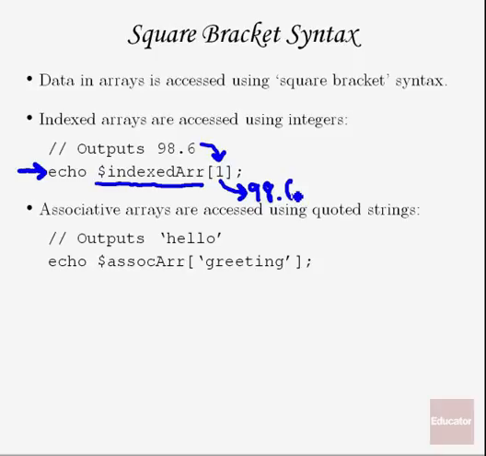Now, associative arrays use a similar syntax. You access elements by giving the name of the variable, followed by a pair of open and closing square brackets, and then you include the string in the middle, which is the key for the piece of data that you want to access. Now the key here is that you need to enclose the string in single or double quotes.